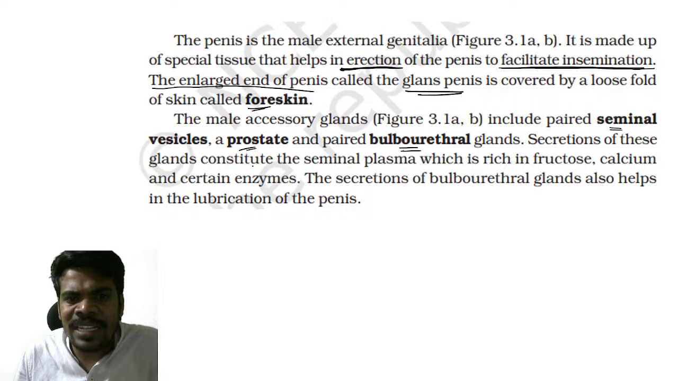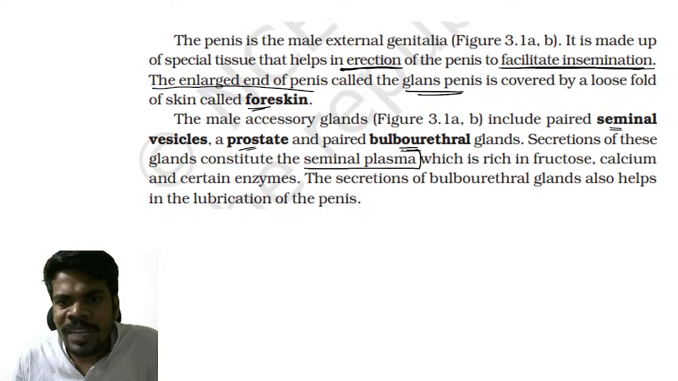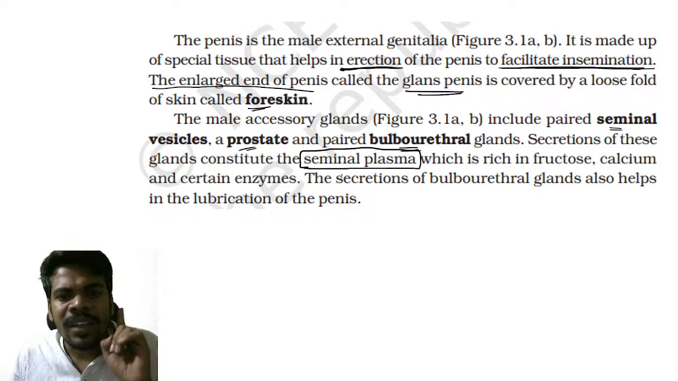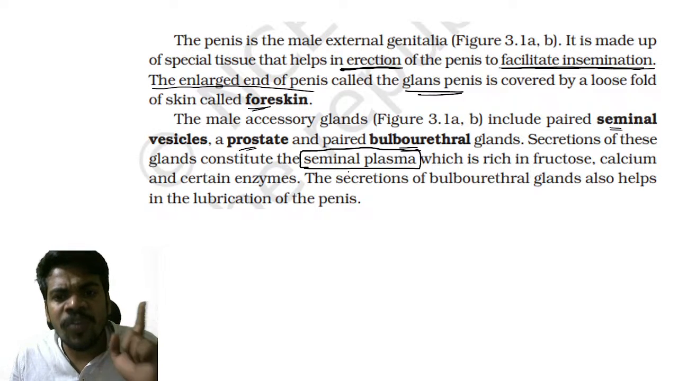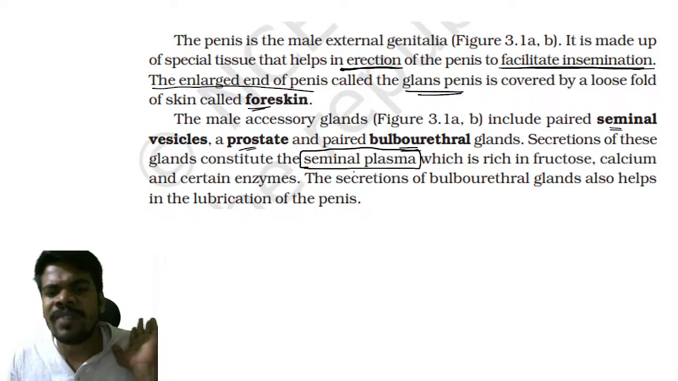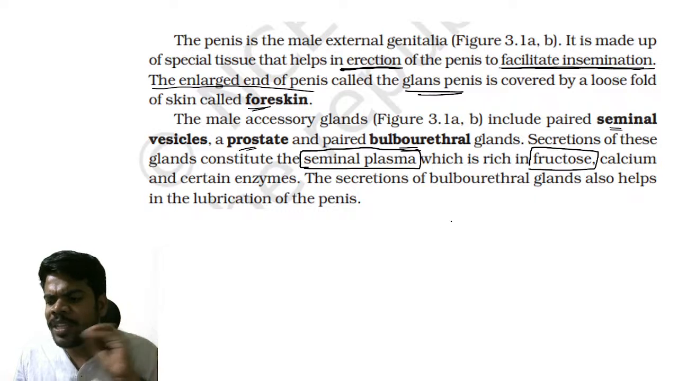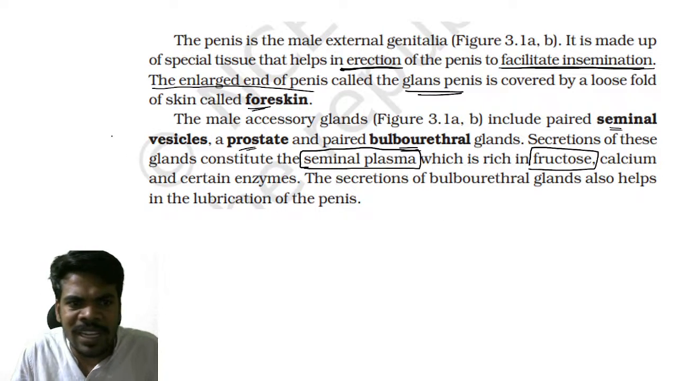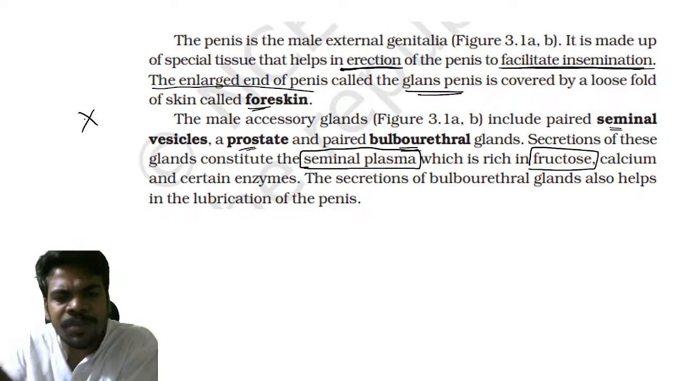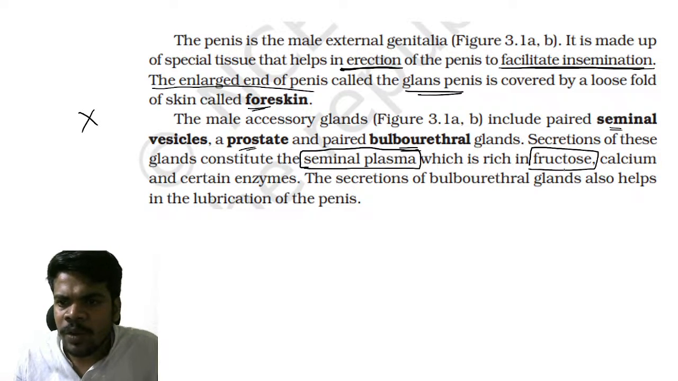Secretions of these glands constitute seminal plasma. Seminal plasma does not mean only the secretion of the seminal vesicle. It is the secretions of the prostate, bulbourethral glands, and seminal vesicles, which is rich in fructose. Very, very important question. Fructose is not available in the human body except in semen. It is available only in semen. Fructose is present only in semen.